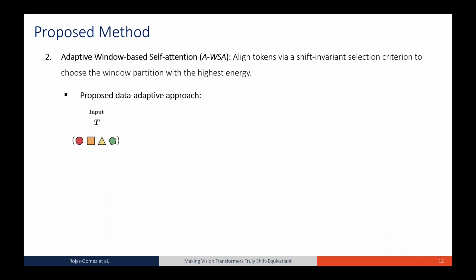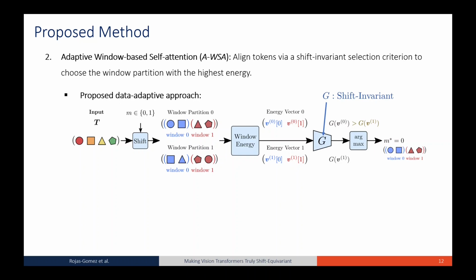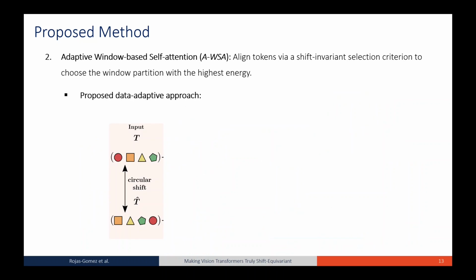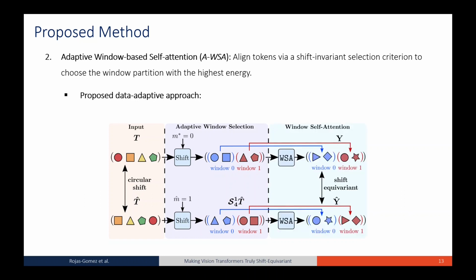In contrast, given an input token representation, our approach considers all its possible window partitions and computes their average window energy. This leads to an energy vector for each possible partition. Next, using a shift-invariant selection criterion denoted as G, we select the partition with the highest response. Given a shifted token representation, notice that the window partitions and the energy vectors are shifted versions of the original ones, so selecting a window partition that maximizes the response to G guarantees the same window partitions up to a circular shift. Following this, given an input token representation and its shifted version, we align the tokens prior to computing the window-based self-attention. This ensures windows composed by the same tokens and thus a shift-equivariant output representation.